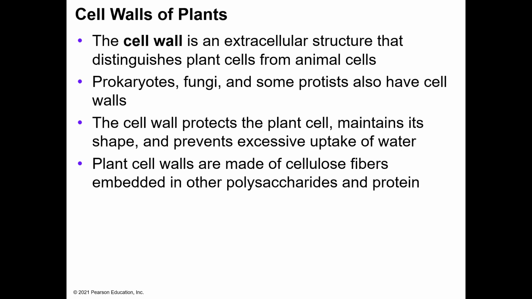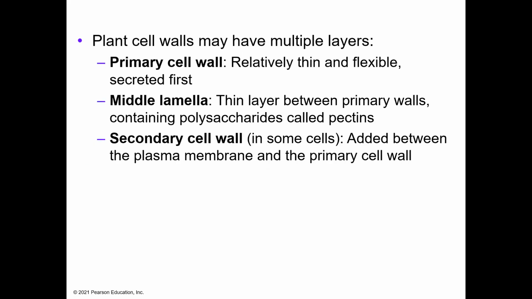Plant cell walls are made of cellulose fibers that are embedded in other polysaccharides and proteins. Structurally, it's very complex, and if you're thinking of it from an animal perspective, it's hard to digest. Plant cell walls have multiple layers. There is the primary cell wall, which is relatively thin and flexible. It's usually secreted first.